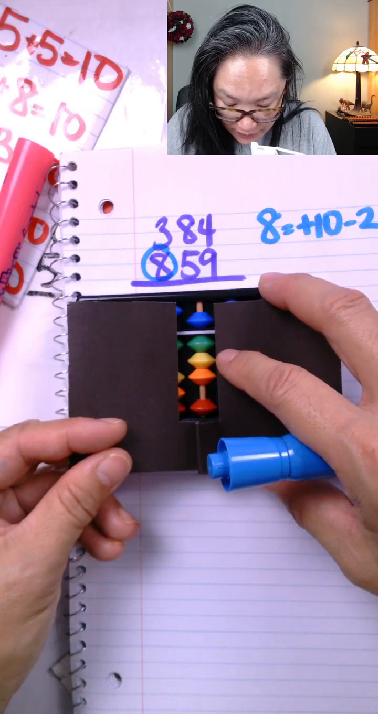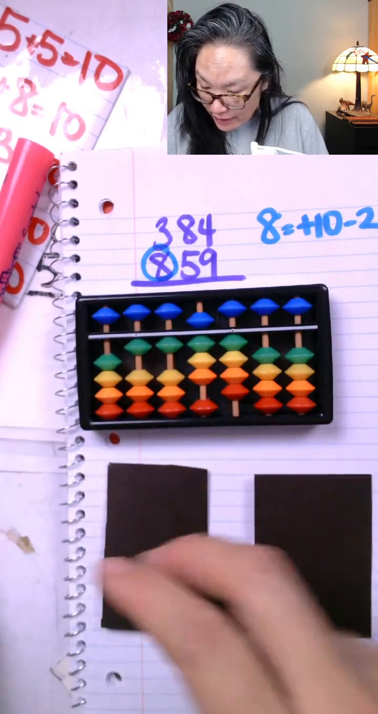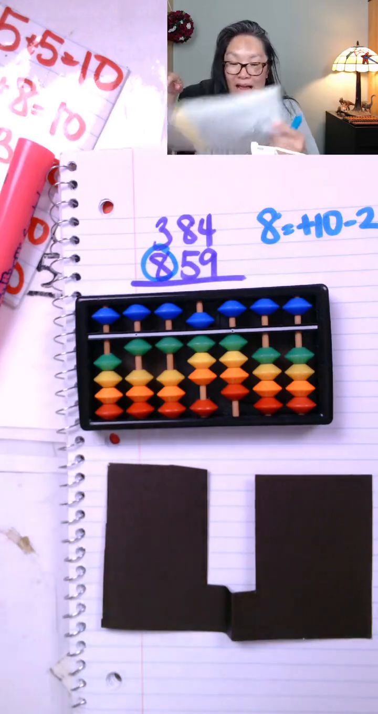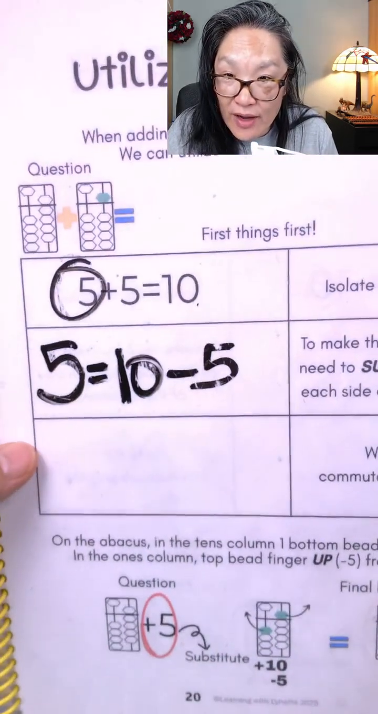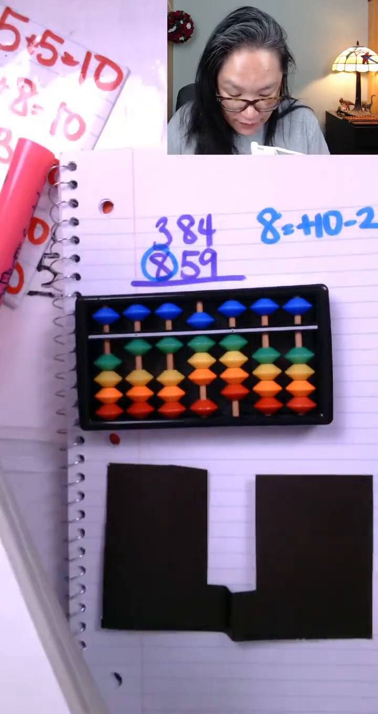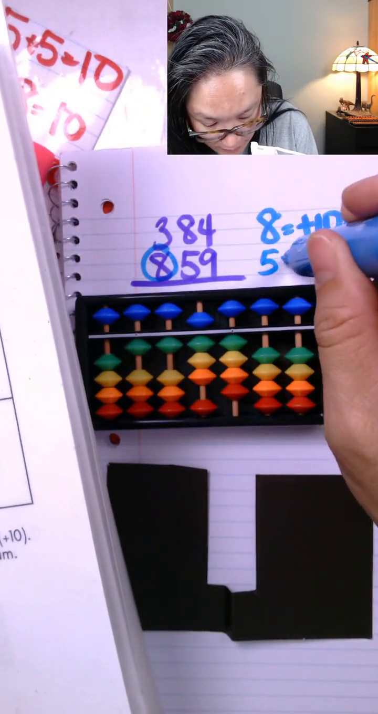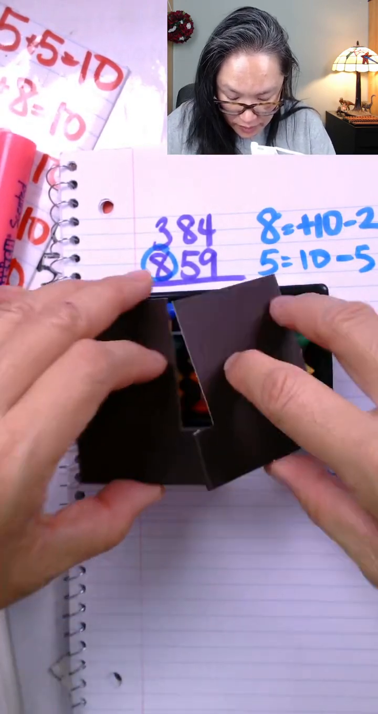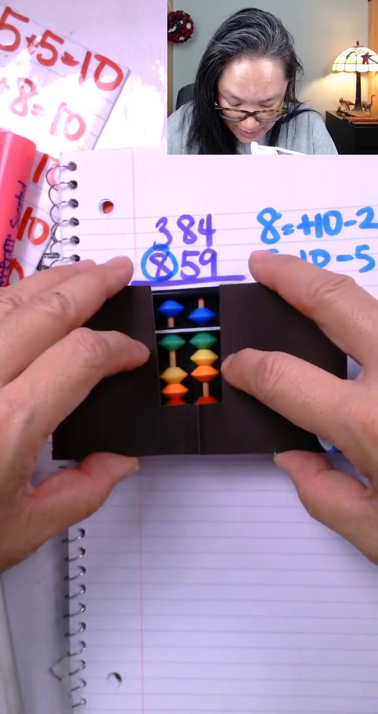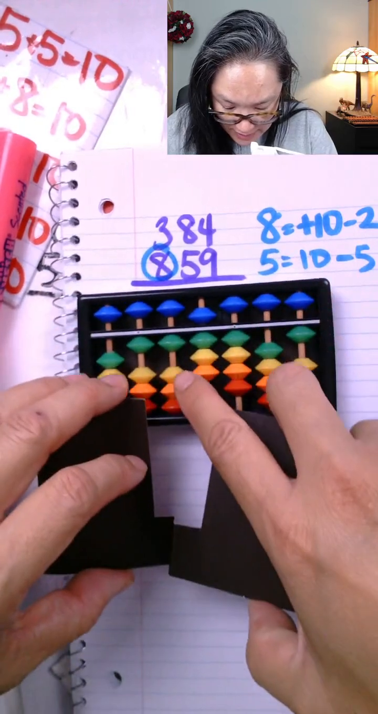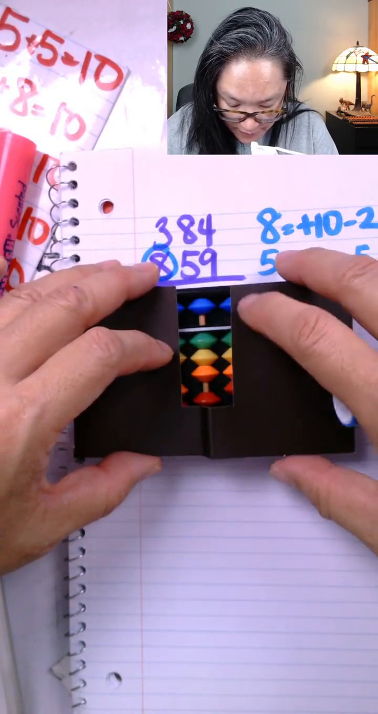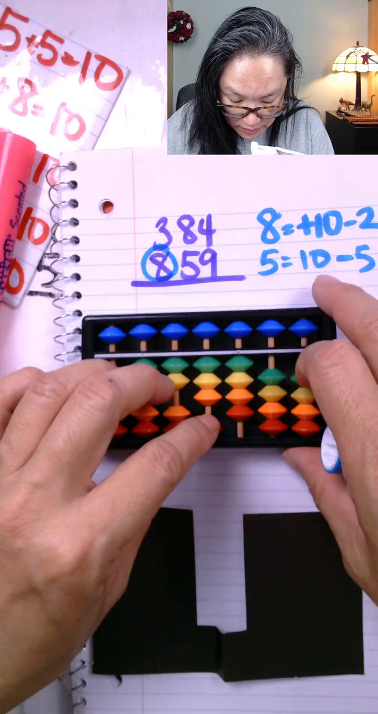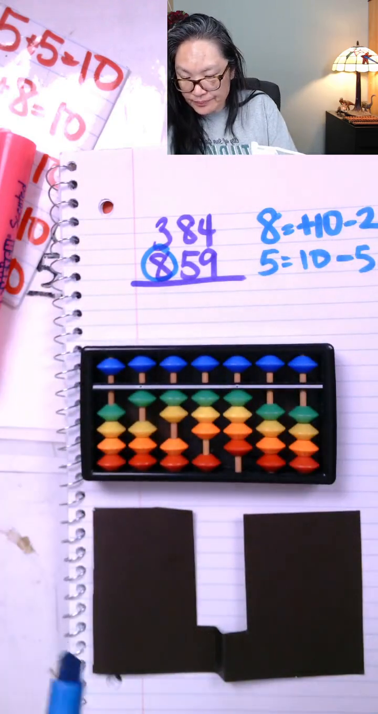And then I'm going to add the 5. How do you add the 5? We know how to add the 5. We add the 5 as 5 plus 5 is equal to 10. Plus the 5 is equal to plus the 10 minus the 5. So we're going to plus the 10 minus the 5. And then we need to plus the 9. So when we plus the 9, we know what?